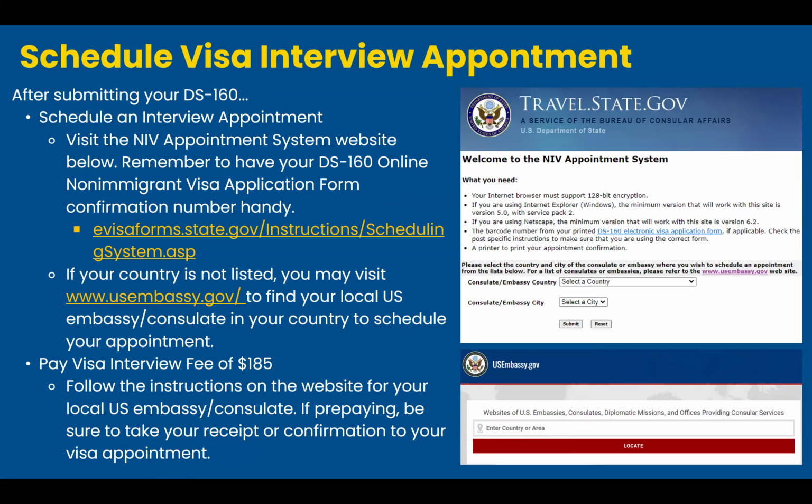And you do need to pay the visa application fee, which is currently $185. You'll follow the instructions on the local U.S. Embassy or consulate website. If prepaying that fee, be sure to take your receipt or confirmation to your visa appointment. And this is a screenshot that you see on the screen here of what that scheduling system looks like.